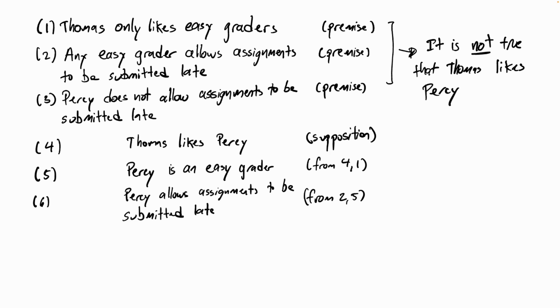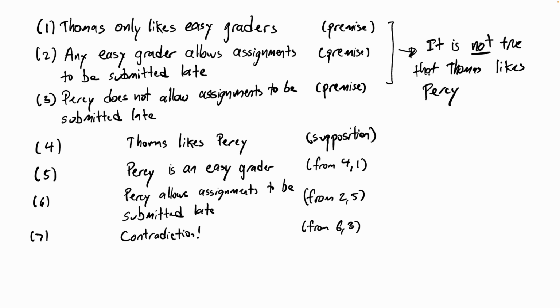But line 3 says that Percy does not allow assignments to be submitted late. So lines 6 and 3 together create a contradiction. We'll note that by writing contradiction, which follows from lines 6 and 3. So now we've shown that our three premises plus the supposition that Thomas does like Percy ultimately generate a contradiction. What does that do for us? How does that help us? Well, this is where the magic happens, so to speak.